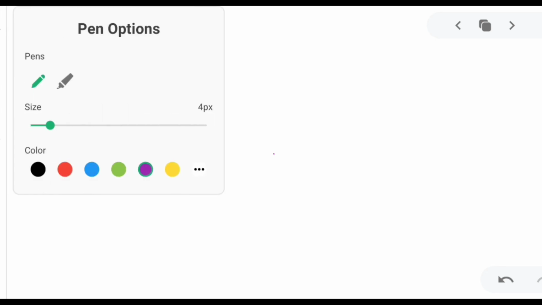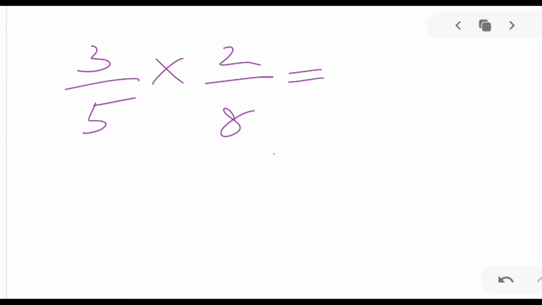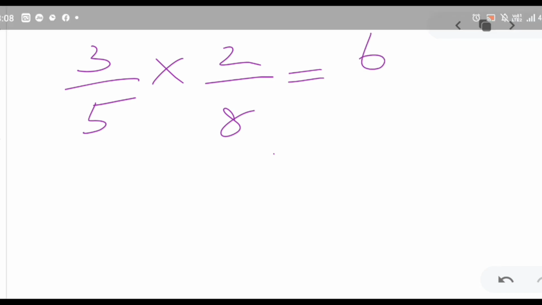Next, multiplication. An example: 3 by 5 multiplied by 2 by 8. Numerator multiplied with numerator and denominator multiplied with denominator. So 3 2s are 6, 5 8s are 40. That's all.